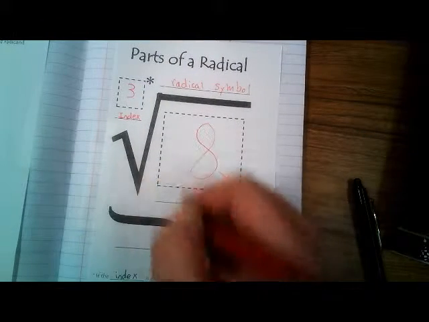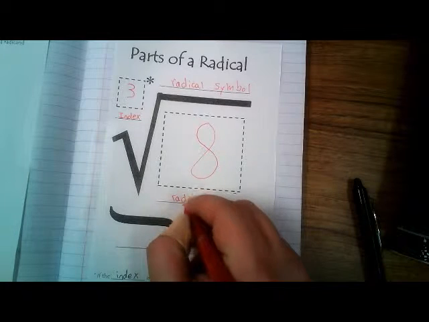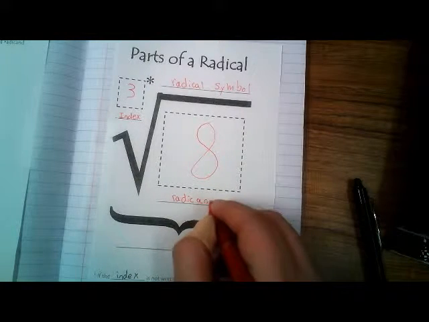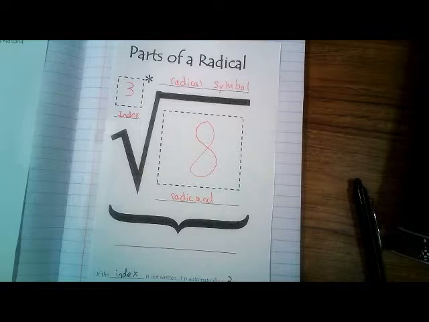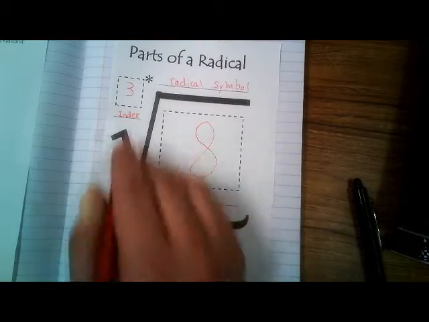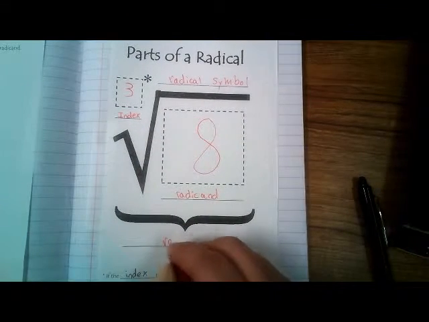This 8, the number inside, is called the radicand. And this whole thing together is called a radical.